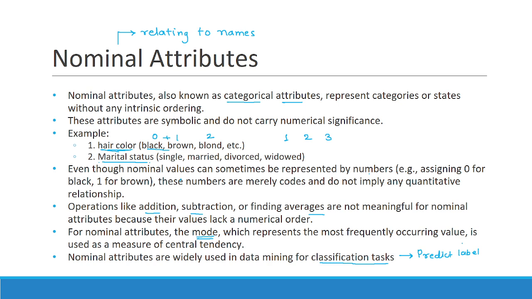Yes, ma'am. Can you give some more examples of nominal attributes? I have given you hair color and marital status. Can you give me some more examples that you use in real life? Very simple, very general examples. Yes, try to answer.